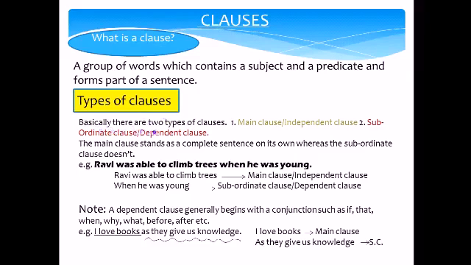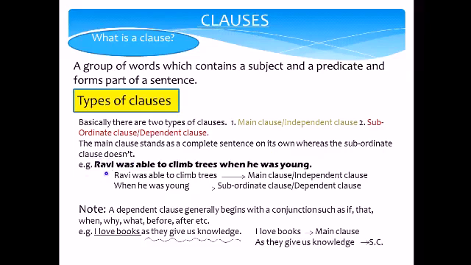Basically, there are two types of clauses. Number one, main clause or independent clause. Number two is subordinate clause or dependent clause. The main clause stands as a complete sentence on its own, whereas the subordinate clause doesn't.